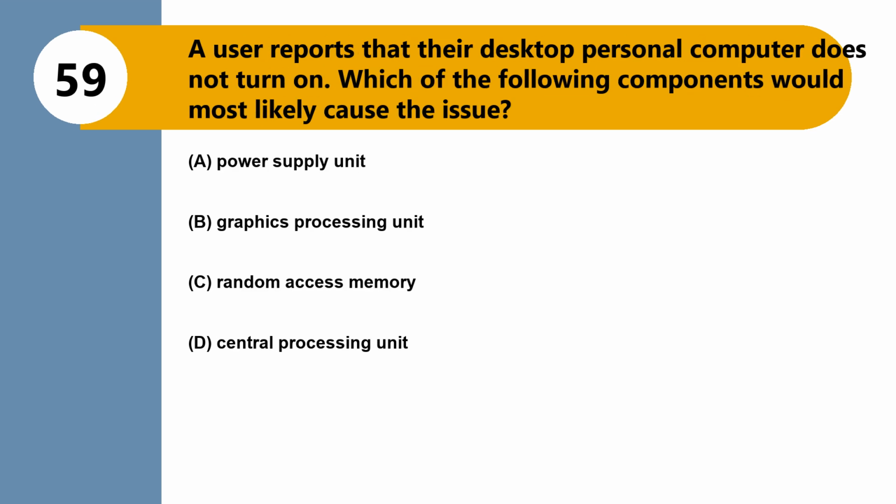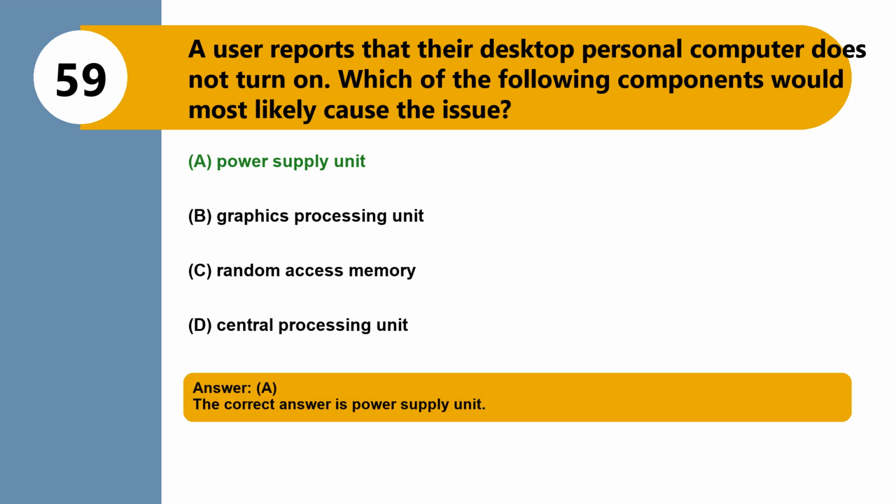Question 59. A user reports that their desktop personal computer does not turn on. Which of the following components would most likely cause the issue? Option A, power supply unit. Option B, graphics processing unit. Option C, random access memory. Option D, central processing unit. The correct answer is option A, power supply unit.